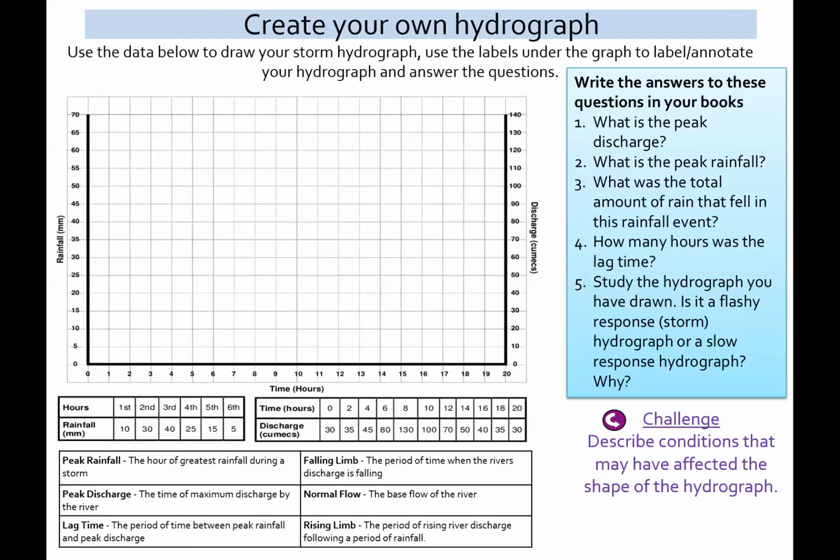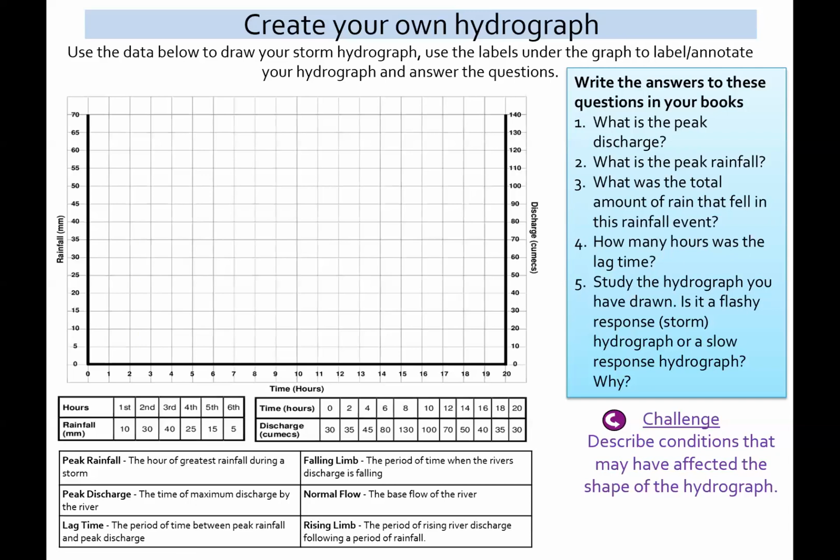Once you've done all that labelling, I want you to have a go at these questions. So what is the peak discharge? What's the peak rainfall? What's the total amount of rain that fell in this rainfall event? So you need to add up all of those values over the 6 hour period. How many hours was the lag time? So between peak rainfall and peak discharge. And study the hydrograph you've drawn.